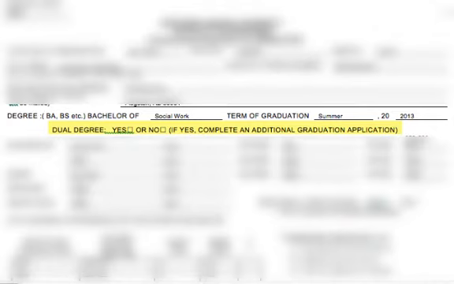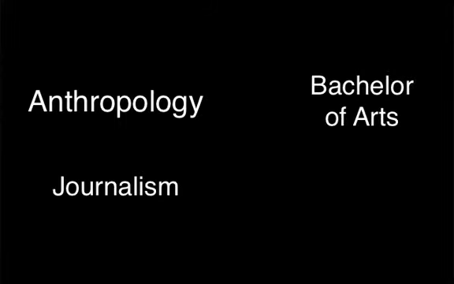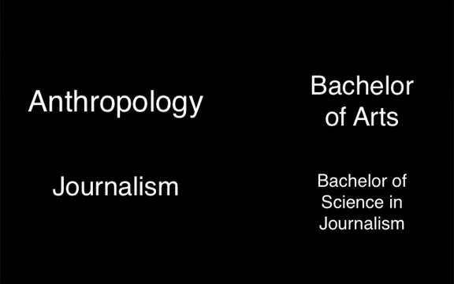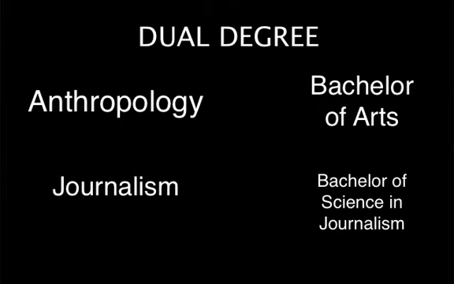But what's the difference between a dual degree and a dual major? A dual degree is when you're earning two different types of bachelor's degrees. If you are a dual degree, you will need to fill out 2 graduation applications. For example, let's say you're majoring in anthropology and journalism. This would be considered a dual degree, as anthropology is a Bachelor's of Arts and journalism is a Bachelor's of Science in Journalism. Therefore, you would need 2 applications.